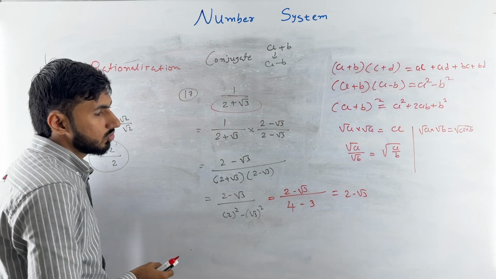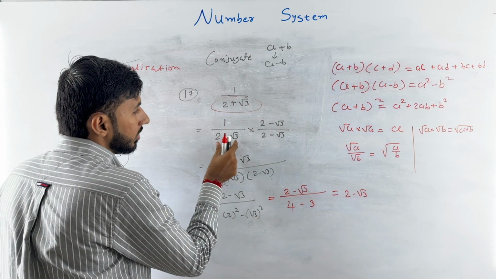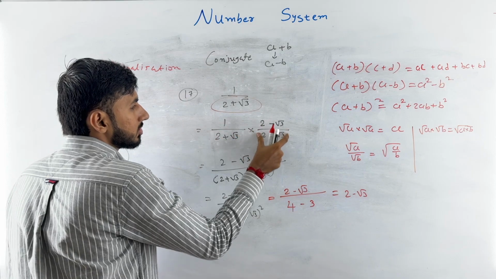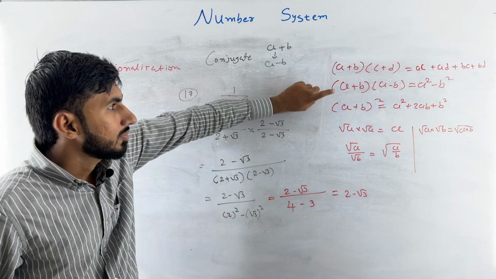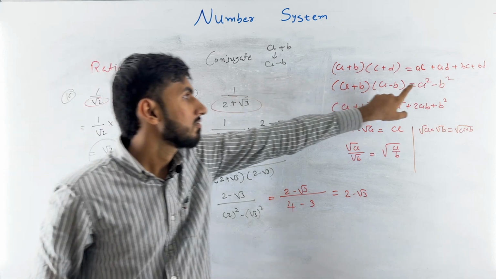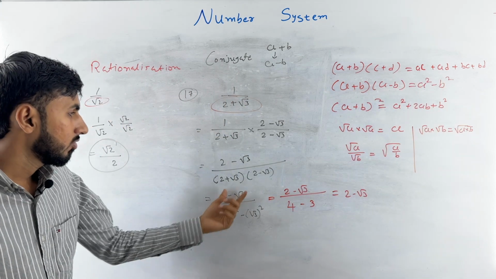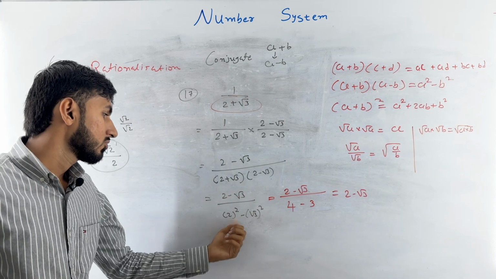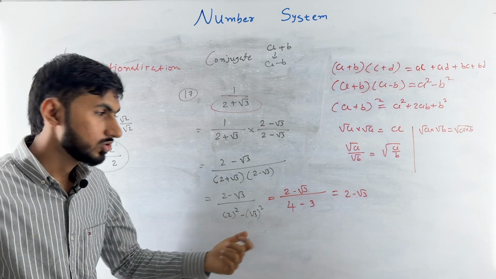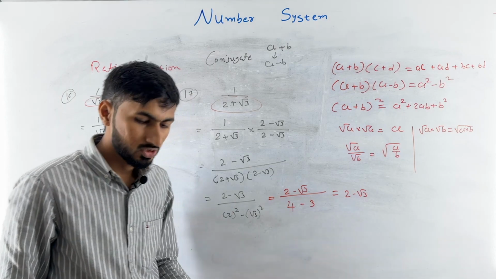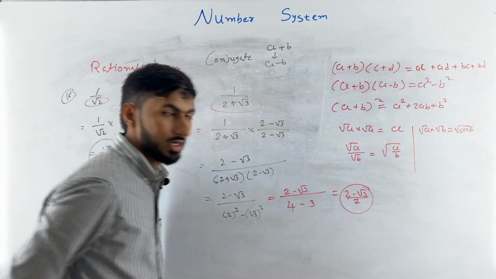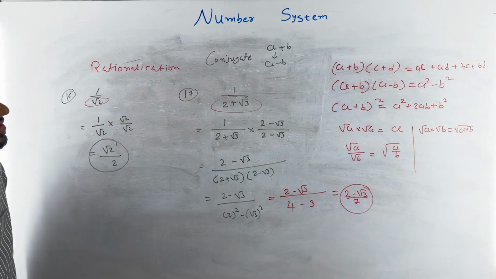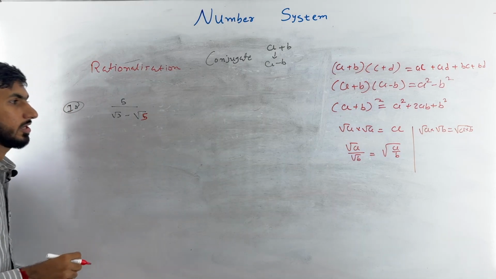So here I got 2 minus root 3 as the numerator, and in the denominator there will be a pattern such that a plus b multiplied by a minus b, right? So our answer will be a square minus b square for the denominator. When the square root is removed, our answer will be 2 minus root 3 divided by 1. So we get an easy denominator to solve the questions, right?